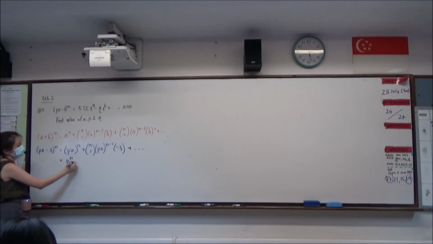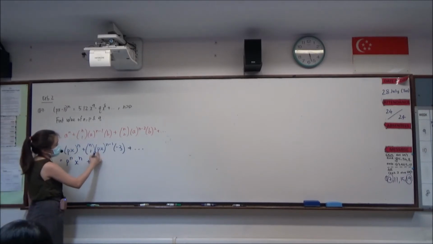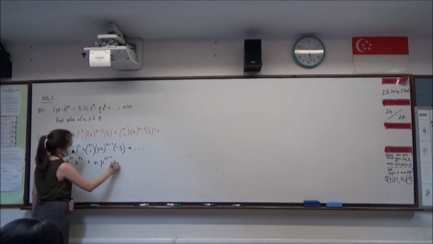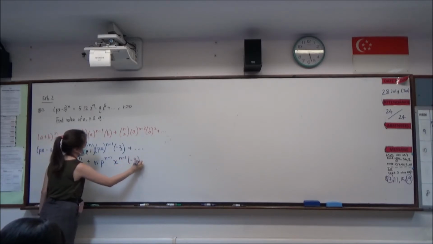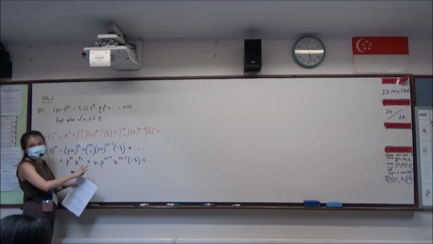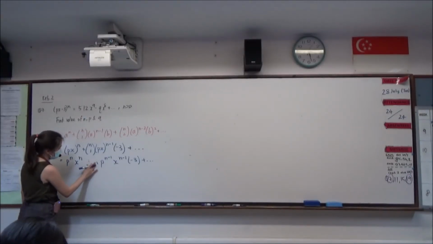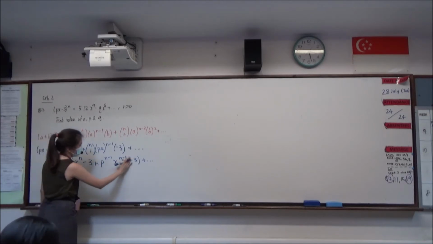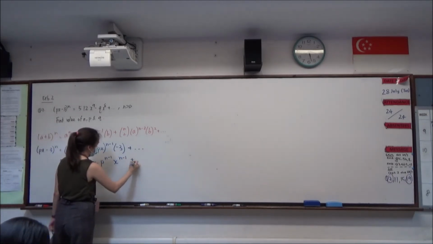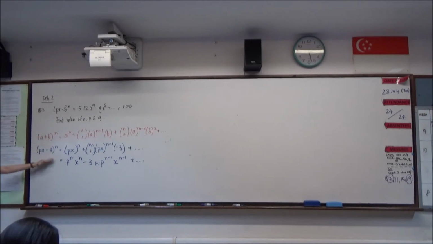Then we simplify our work here. So p to the power of n times x to the power of n. n choose 1 is n. p to the power of n minus 1, x to the power of n minus 1, times negative 3. We rearrange this a bit so that we can see clearly the coefficient part and the variable part, meaning we have our negative 3 placed in front. So let me just adjust it here, and I'll arrive at this. This is where I really just apply my binomial formula.